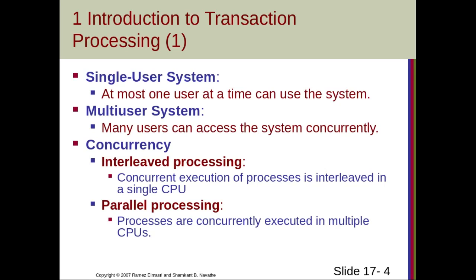That is called concurrency. As far as DBMS is concerned, there are two types of concurrency. Interleaved processing means concurrent execution of processes interleaved in a single CPU. That means you have only one CPU, and that CPU time is shared among different processes. Then the other one is parallel processing. Processes are concurrently executed in multiple CPUs. That means instead of having a single CPU, you have multiple CPUs.